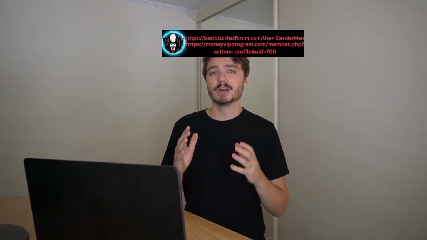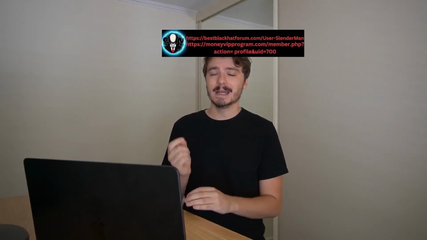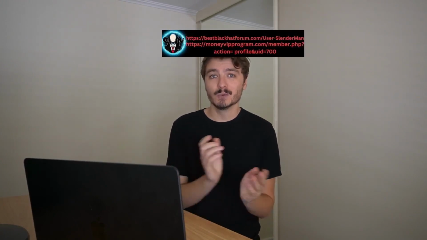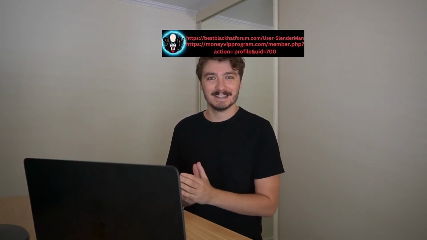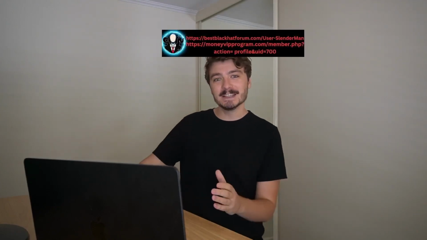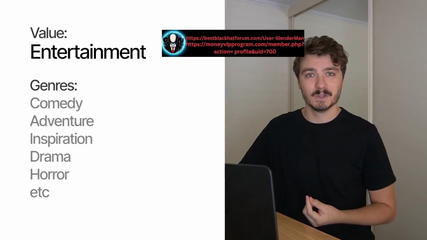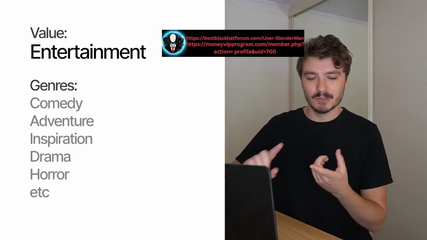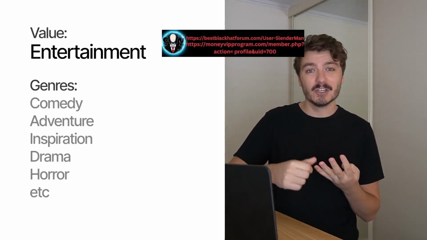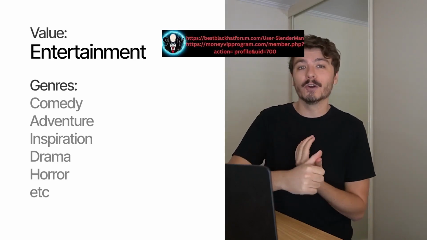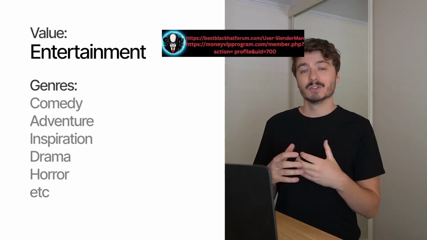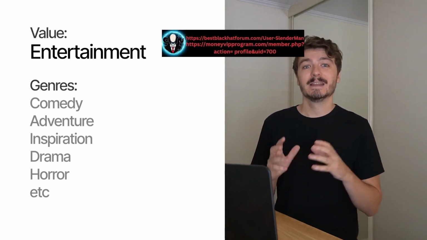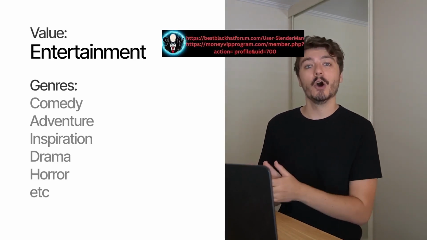Now entertainment is where I see most people making a mistake. Entertainment is pretty obvious once you break it down to these categories. Basically, entertainment is broken down into movie genres. So if you think about movie genres, you have comedy, you have drama, you have action, you have adventure, you have horror, you have romance, for example. So all of these different movie genres, they are the different subcategories of entertainment.